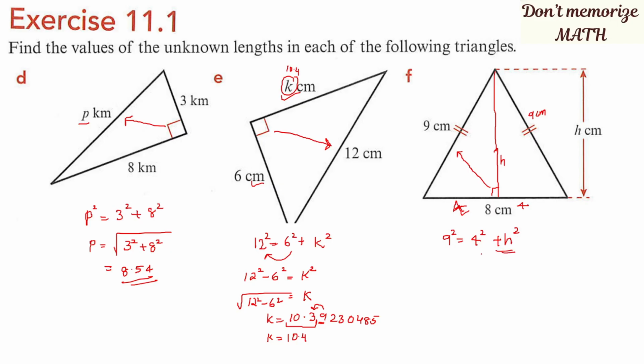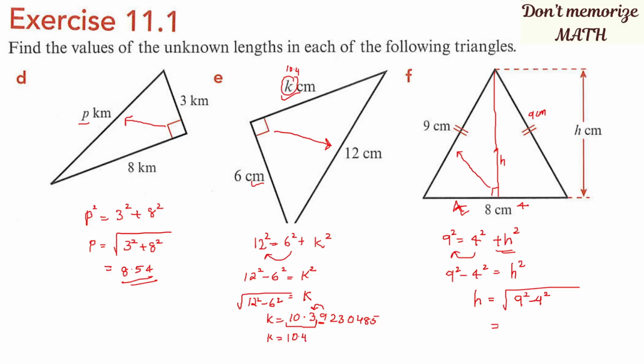So we need to find h square. So move 4 square to the left side. You will get 9 square minus 4 square equal to h square. So h is the square root of 9 square minus 4 square. Take the calculator, square root of 9 square minus 4 square.